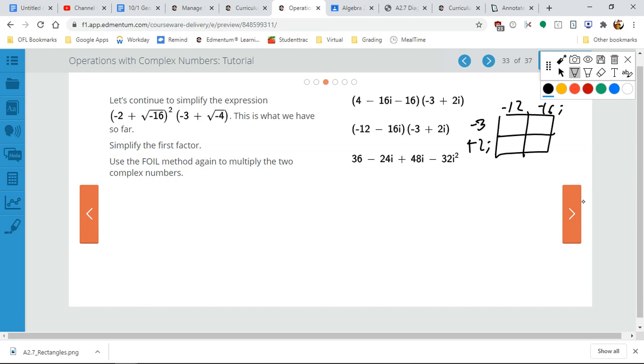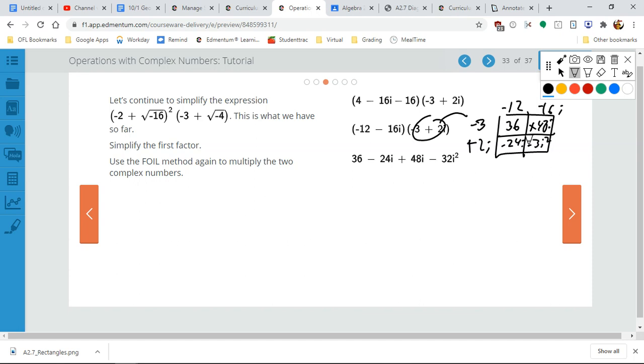So this is going to be 36. This is going to be negative 24i. Actually, in fact, if you do it backwards, I guess it's better because it does it in the same order going this way. This one would be negative times a negative is a positive. And if you do it this way, it's negative 32 i squared.